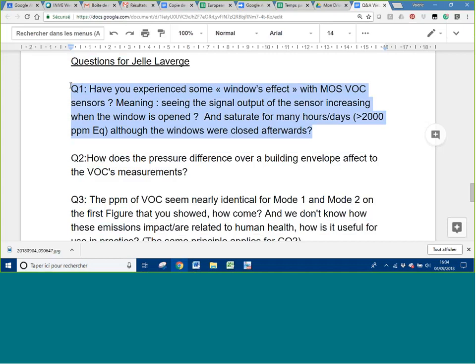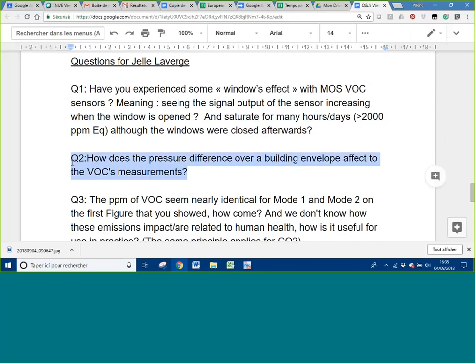Well, there were some events where there were very high concentrations, but usually these were very peaked events. Of course, we're not sure what was happening in the dwelling at that moment. Actually, we do have the window opening log for some of these houses, so we could check this. But we haven't processed the data in that way at the moment. The saturation of the sensor we did not see, at least not for multiple hours or days, as is suggested in the question.